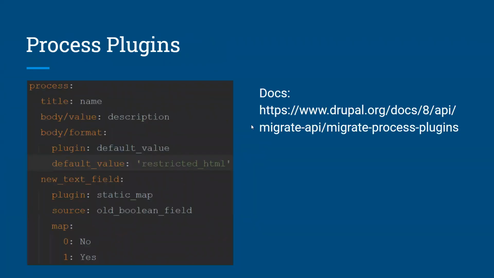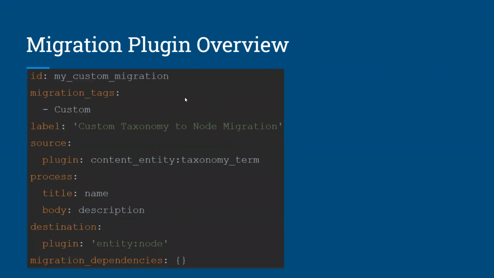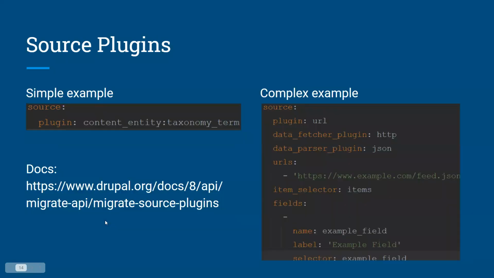And then finally, here is the process plugins. And this is the more complex thing to talk about. I'm going to jump back here real quick. I like to think of the migration plugins as being a map, just like a map for walking or driving from one place to another. You have the source, which is your start point. You have your destination, which is your endpoint. The process section is your instructions for getting from A to B, in a sense.